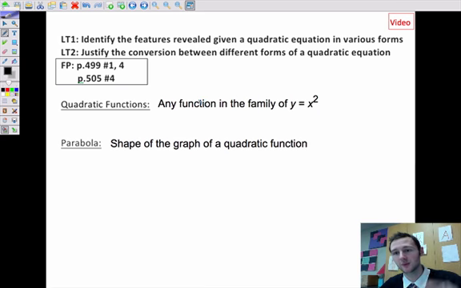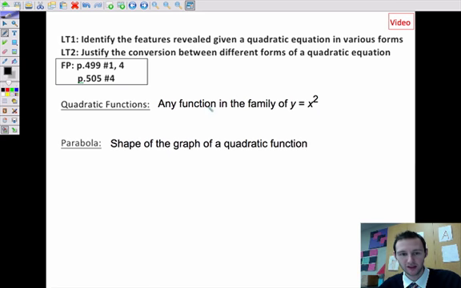So, learning targets 1 and 2, this is part 1. Learning target 1, identify the features revealed given a quadratic equation in various forms, and learning target 2, justify the conversion between different forms of quadratic equations. We'll talk more about learning target 1 in this video than learning target 2, but that'll be more for part 2.